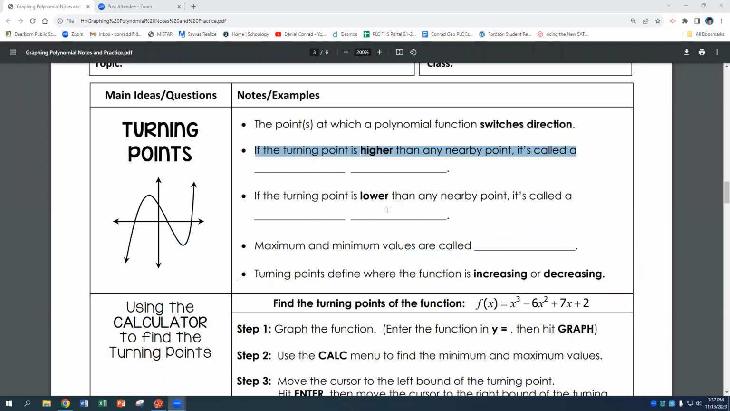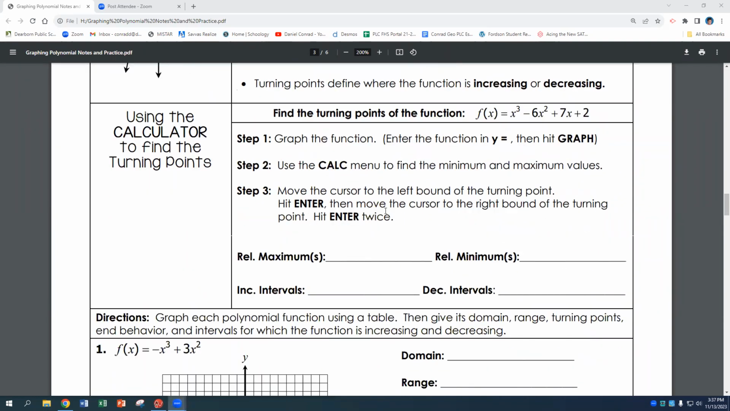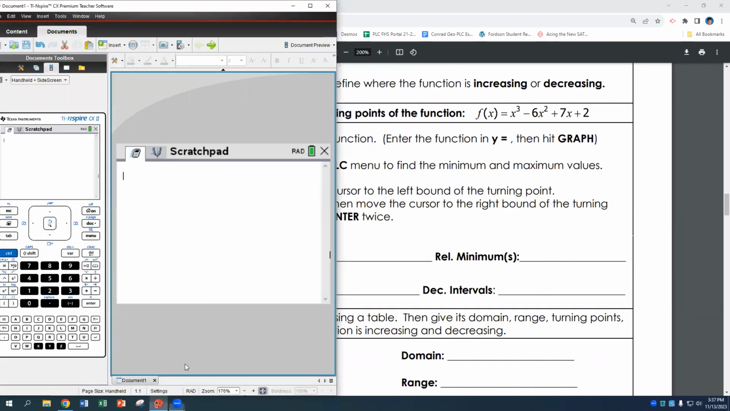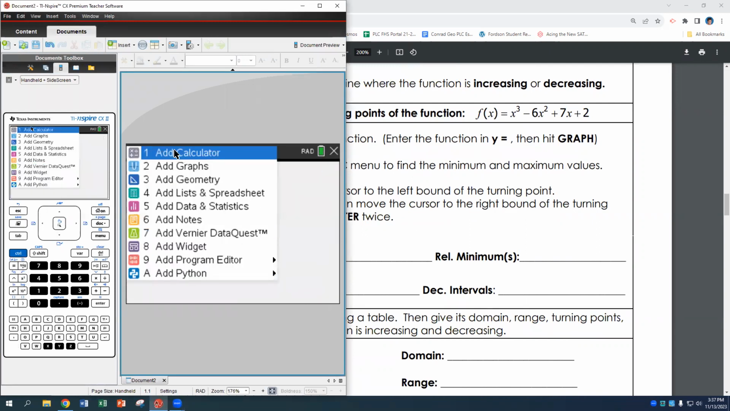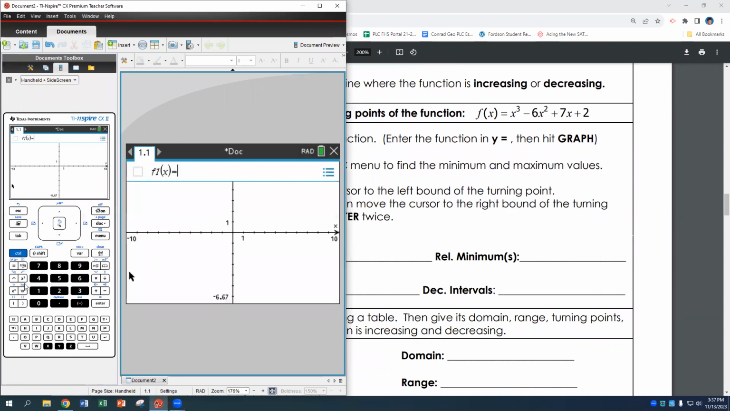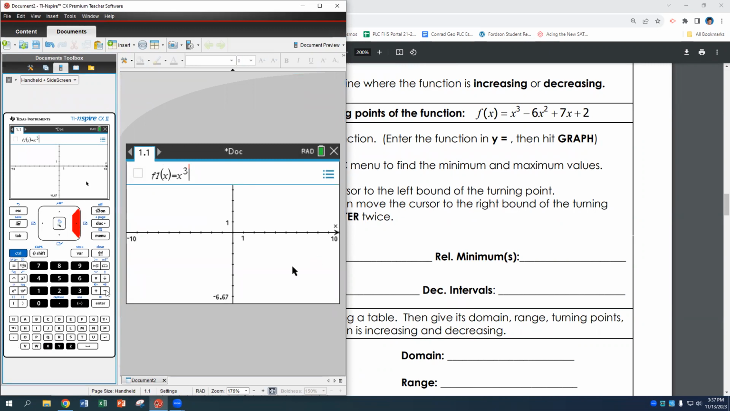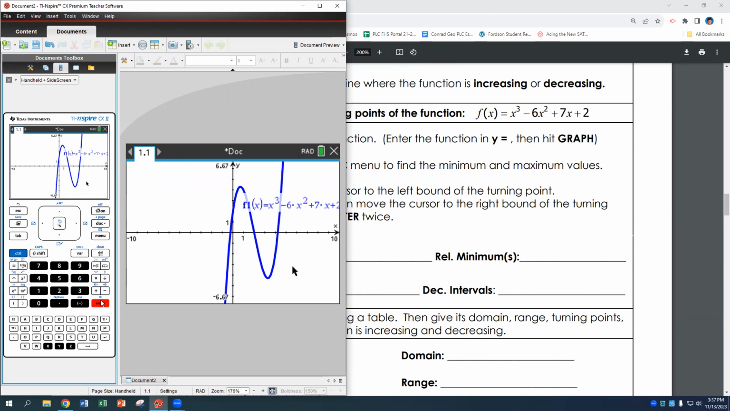All right, so how do we find those turning points if we have a polynomial? Well, we look for the relative minimums and relative maximums. So I'm going to go to my graphing calculator. Actually, let me do new document. Okay, add a graph. I'm going to put in x to the third power minus 6x squared plus 7x plus 2. And I'm going to hit enter. All right, so there's my graph.